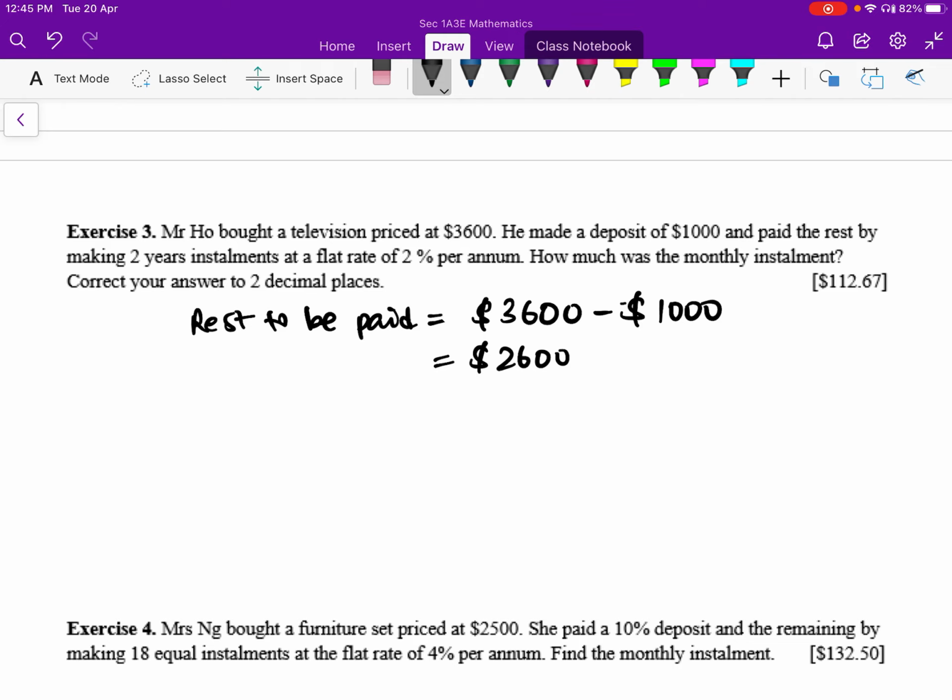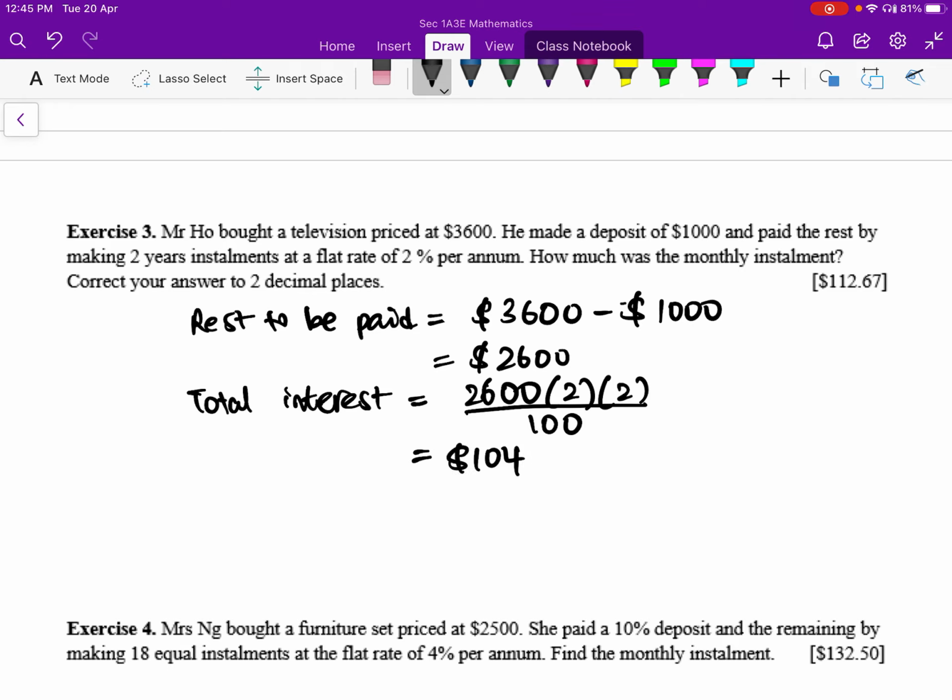So let's find out the total interest. Total interest, PRT. So 2600 times interest rate, 2, times T, 2 years again, divided by 100. This is the total interest, and that gives us 26 times 4, $104. So he needs to pay an additional $104 as interest for the convenience of paying less every month. So he still needs to pay.